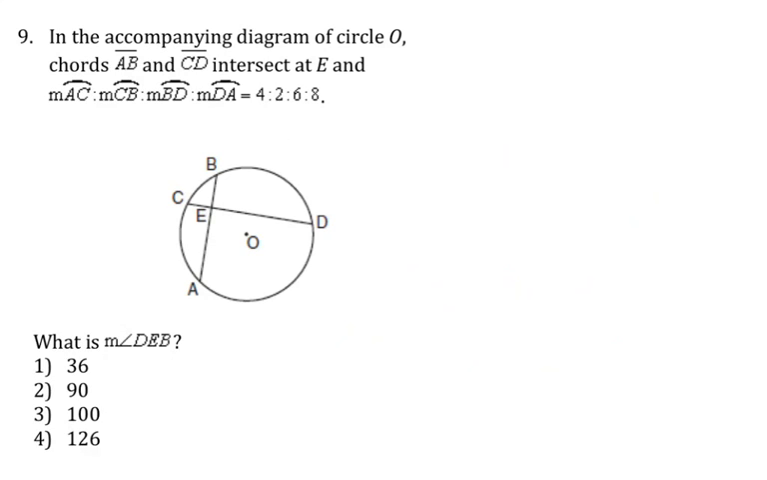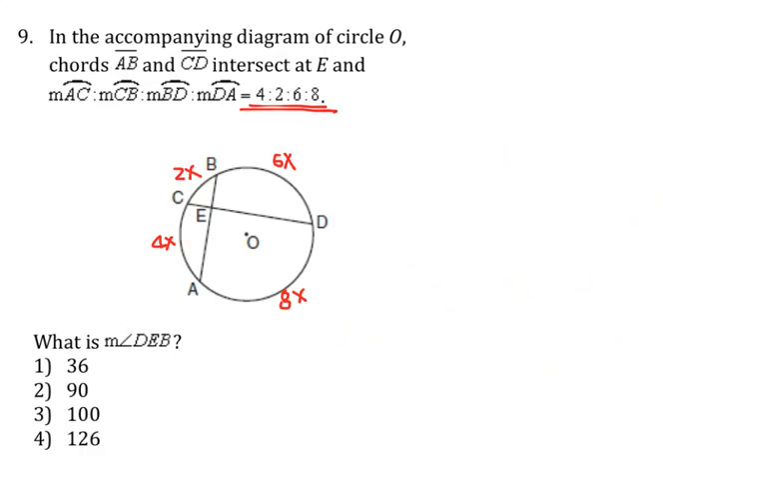Now, number 9. Do you see the ratio here? Whenever you see a ratio, what we want to do is mark them with x's. In other words, AC is not 4, but AC will be 4x. We can do it this way. And CB is equal to 2x. And BD is equal to 6x. And then DA is equal to 8x.